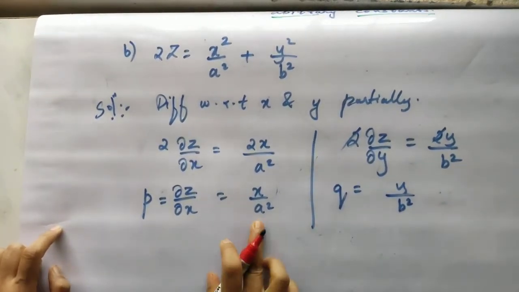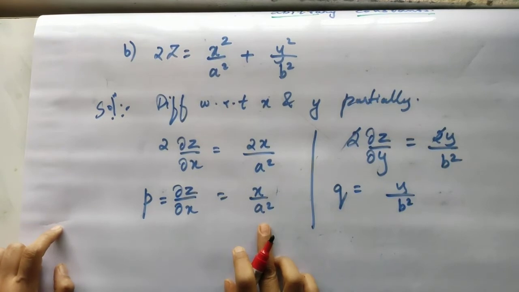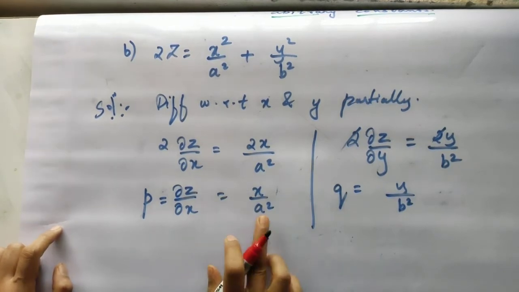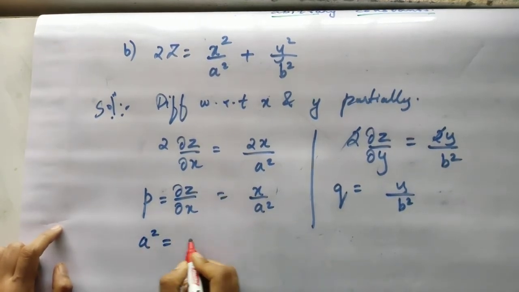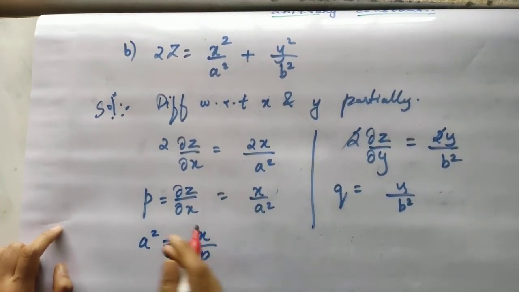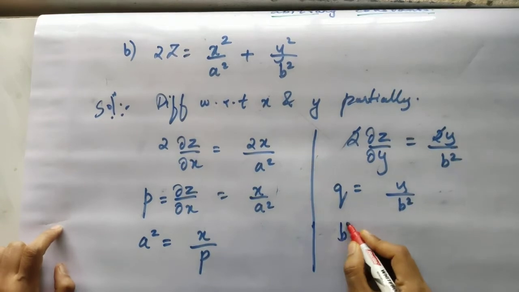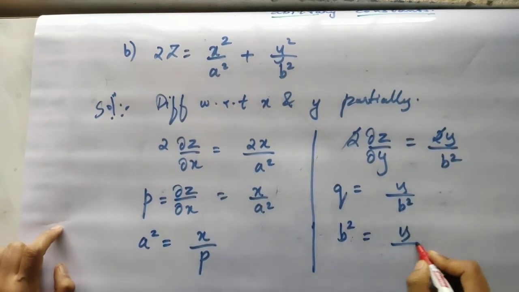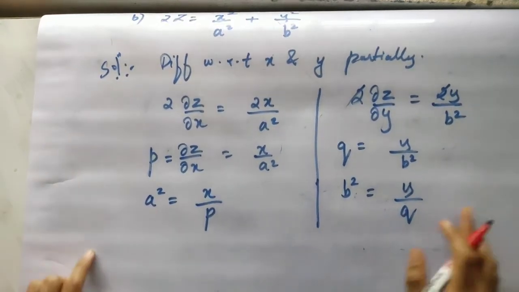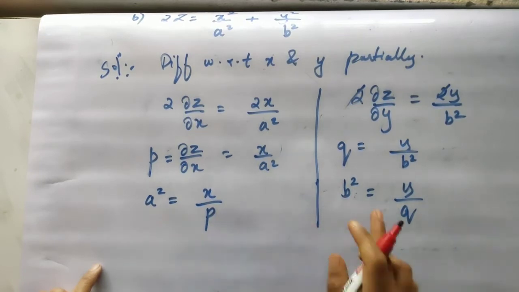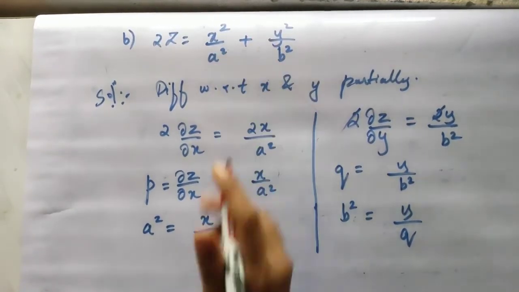Now from these equations, I have to eliminate a square and b square. I can write a square as a square is equal to x divided by p. Look at this equation. Similarly, I can separate b square from here: b square is equal to y by q. So I've got the values for both a square and b square. Let us substitute them back in the given equation.